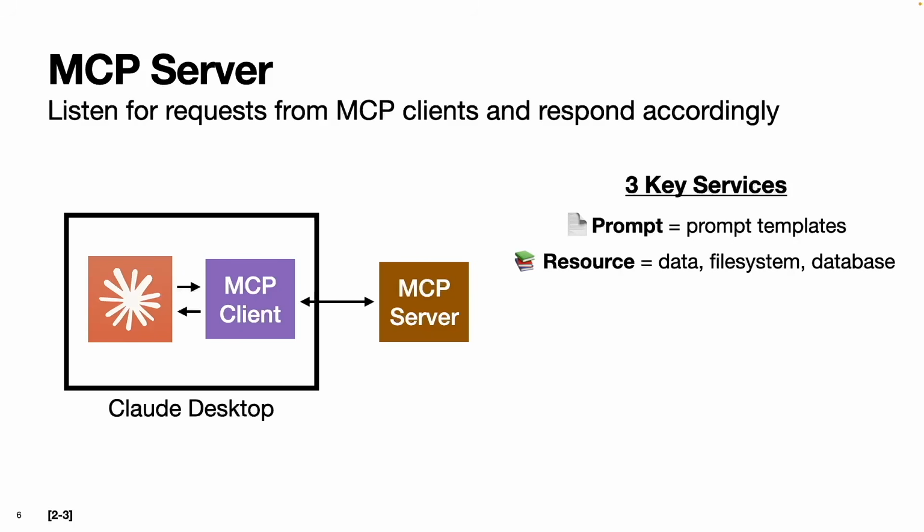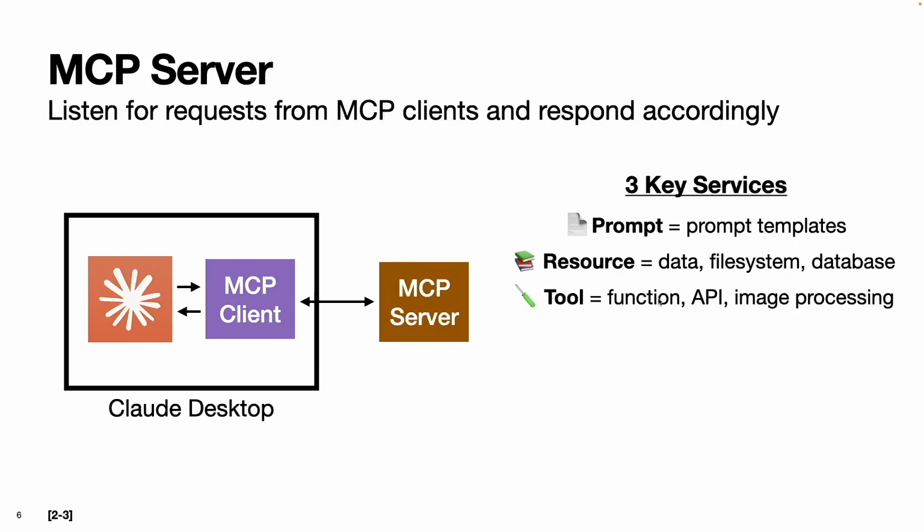Another key service are resources. These can be like static data files, they can be entire file systems, or they can even be a traditional database. Resources are very similar to GET requests. Basically, you'll send requests to an external service, and the service will send you back some specific data. And the key thing about resources is that they shouldn't be computationally expensive. It should just basically be a lookup of some data that gets returned to the MCP client.